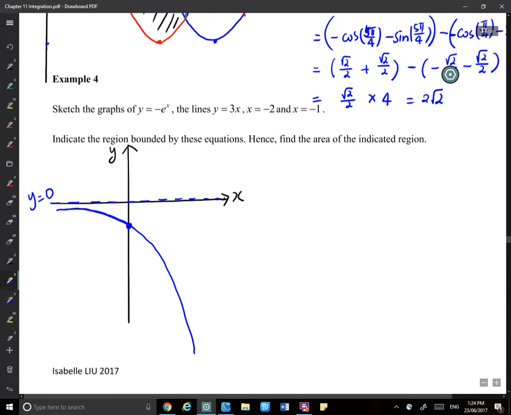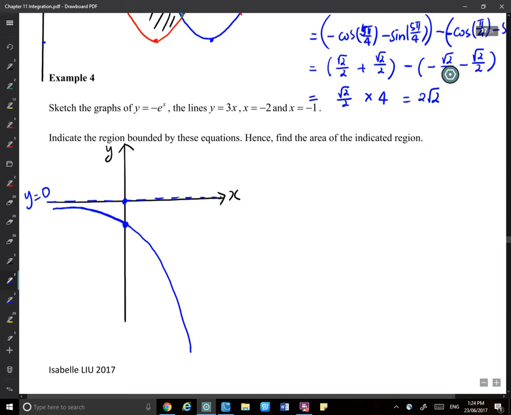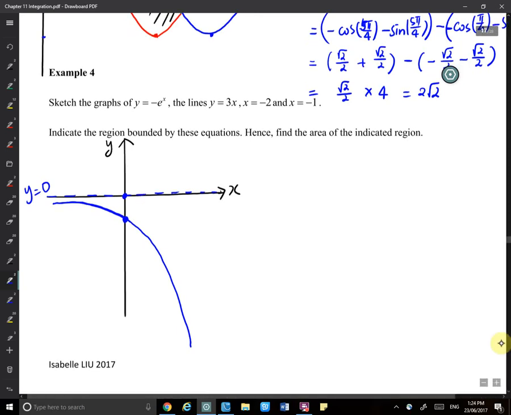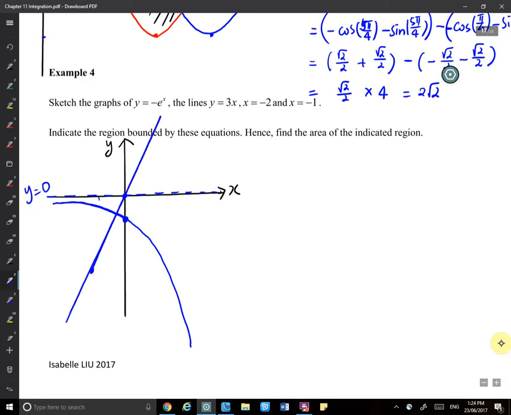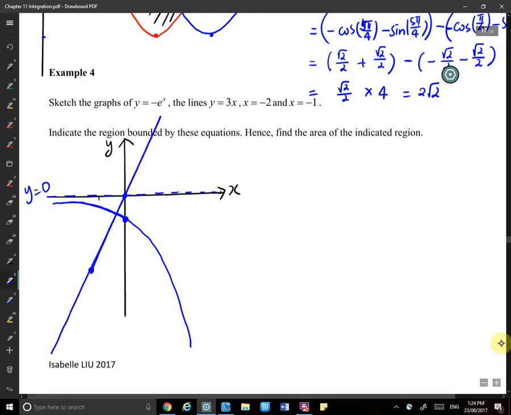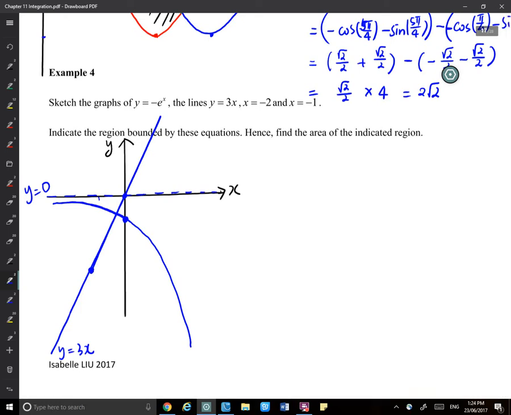And you want to sketch 3x as well. So you have 0, 0 here. Let's say we have negative 1 and negative 3. It's this point here. So this is a linear y equals 3x. And I need to sketch y equals negative 1.